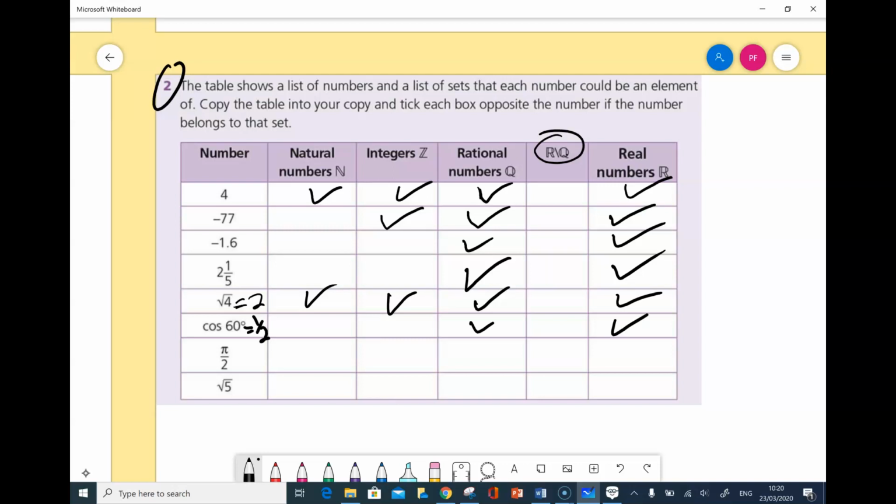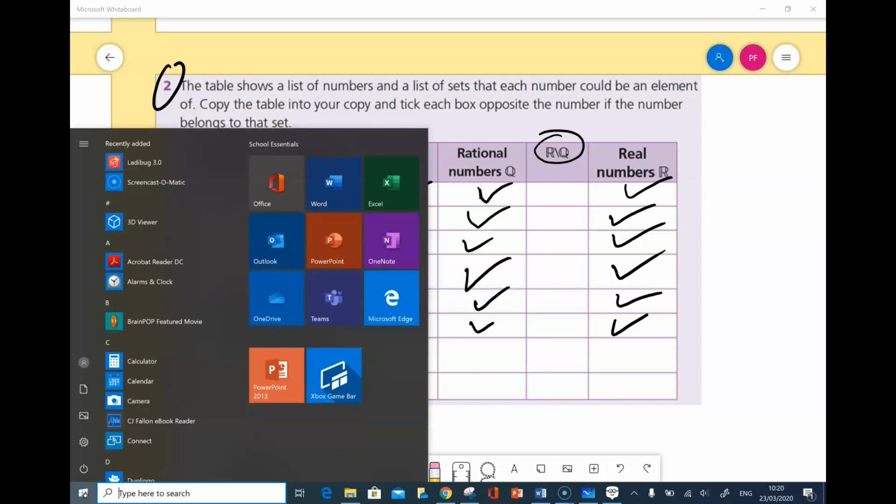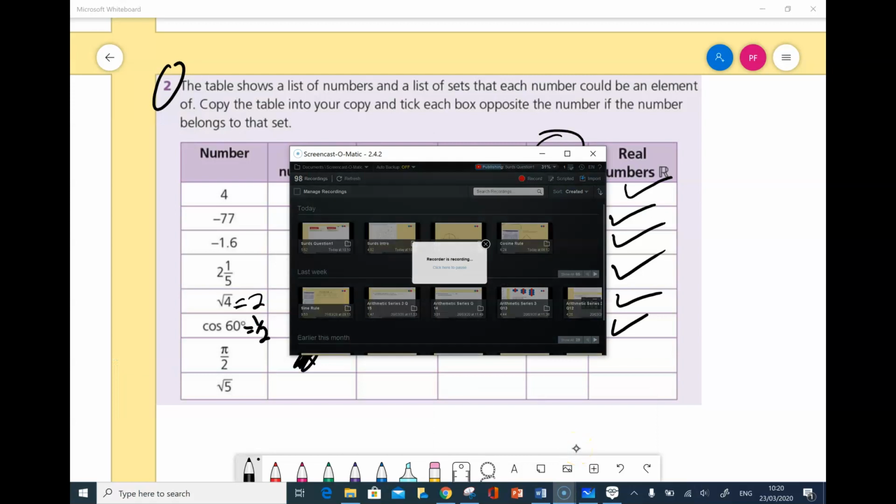Pi over 2. Is it natural? No, it's not whole. Is it an integer? No. Is it a rational number? No, it's not actually a rational number, even though it appears as a fraction.